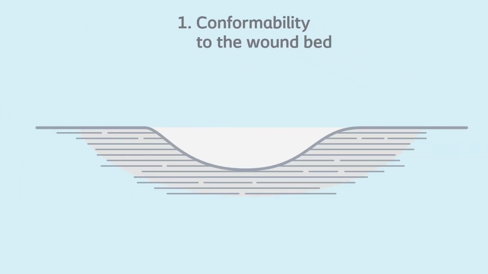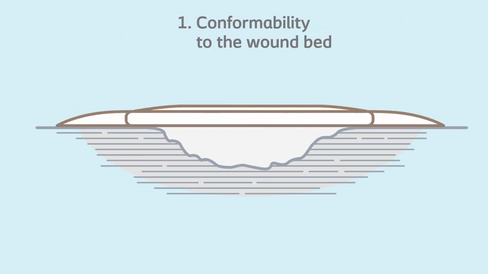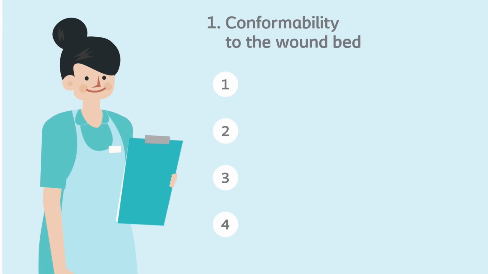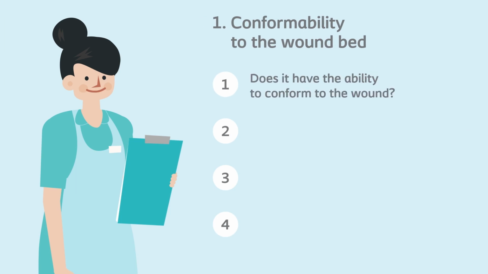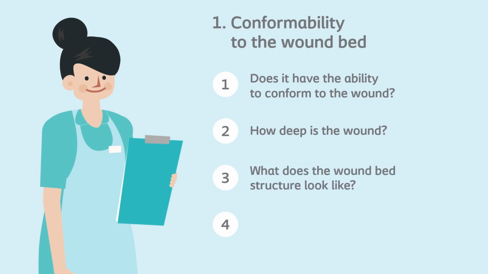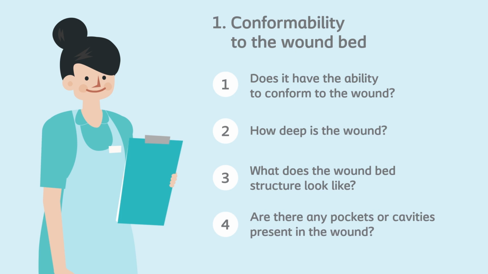In the context of a wound dressing, conformability to the wound bed means that it should closely follow the contours of the wound bed and provide a close fit to minimize any gaps between the wound bed and the dressing. Does it have the ability to conform to the wound? How deep is the wound? What does the wound bed structure look like? Are there any pockets or cavities present in the wound?